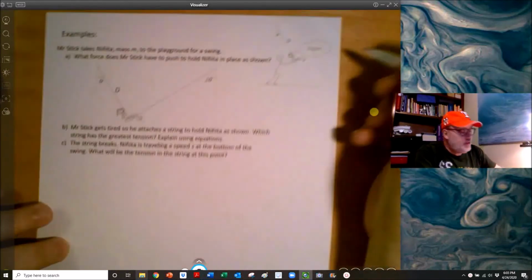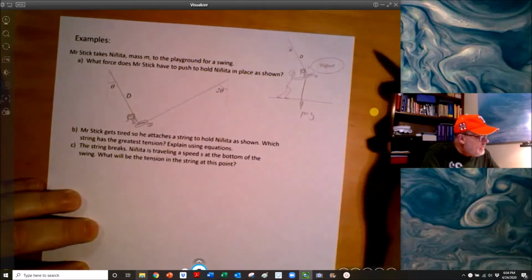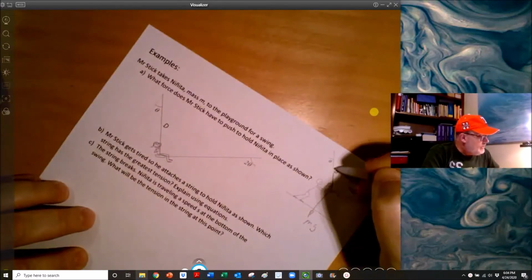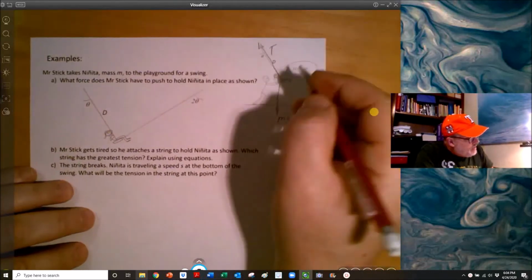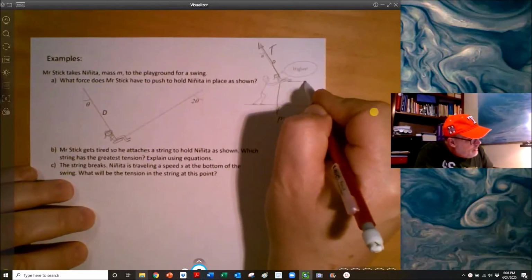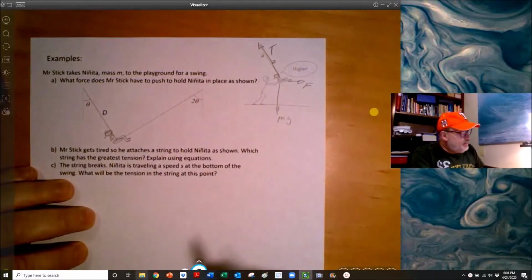So let's draw our free body diagram over here. So we have a gravity force down. We have a tension force up this way. And I'm going to assume he's pushing to the right. I really don't know, it doesn't say. I'm just going to call it F. All right?